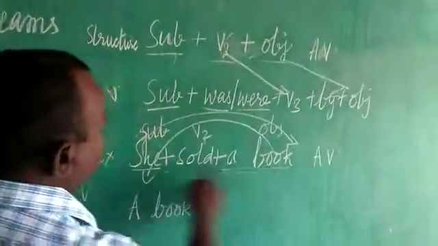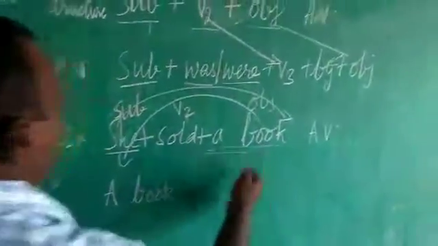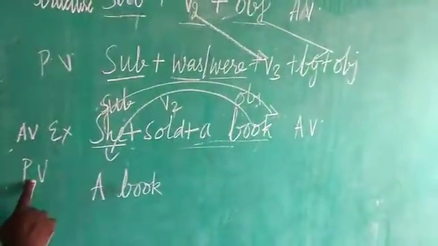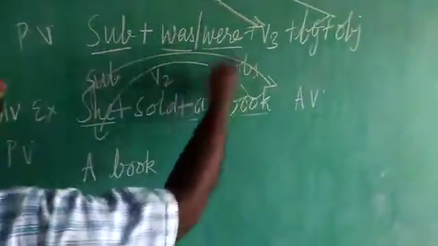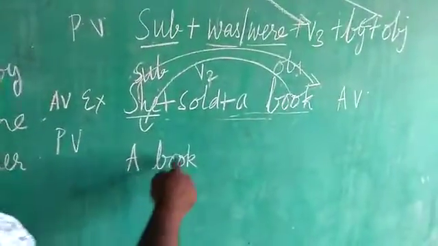Now here we have the sentence: She sold a book. She is the subject, sold is V2, and a book is the object. Now we are changing into passive voice. So as I told you, the object will become the subject here, right?